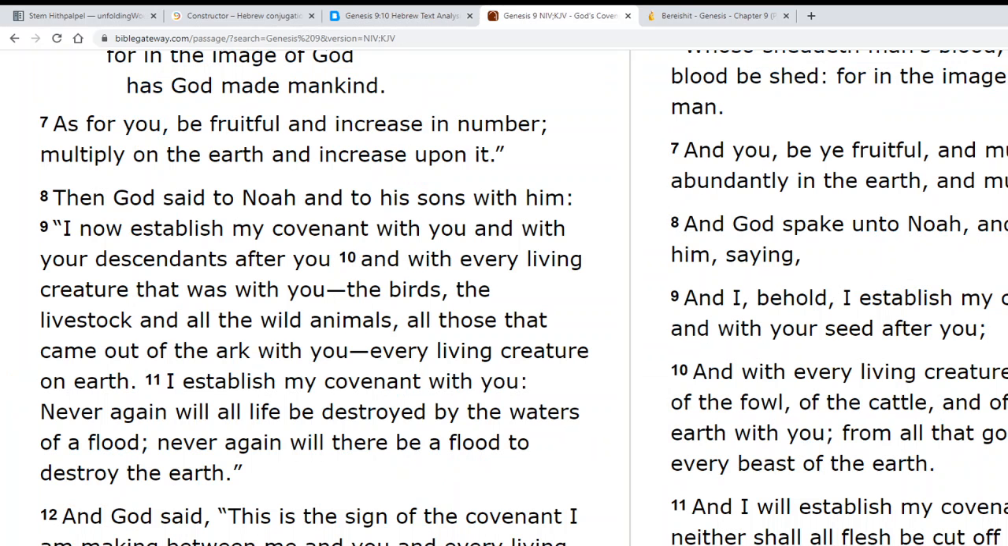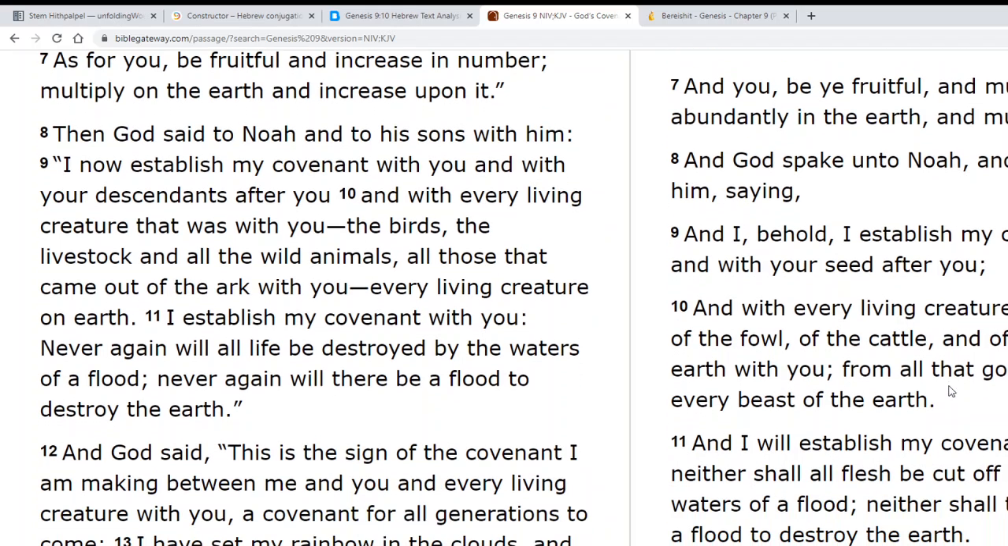Let's look at the King James version, verse 10. And with every living creature that is with you, of the fowl, of the cattle, and of every beast of the earth with you, from all that go out of the ark to every beast of the earth. Okay, verse 10, NIV: and with every living creature that was with you, the birds, the livestock, and all the wild animals, all those that came out of the ark with you, every living creature on earth, right?